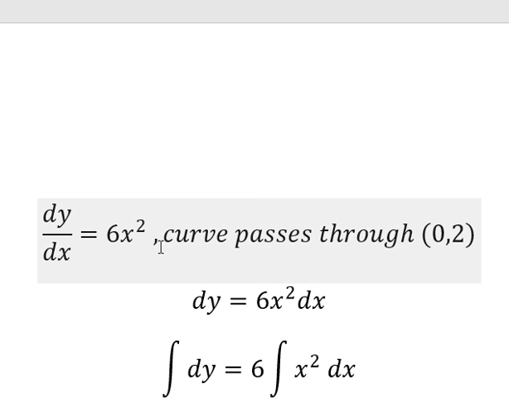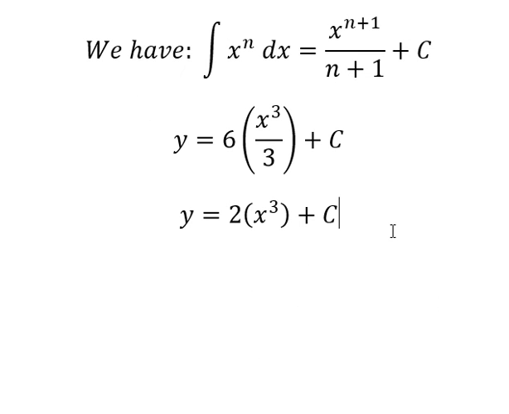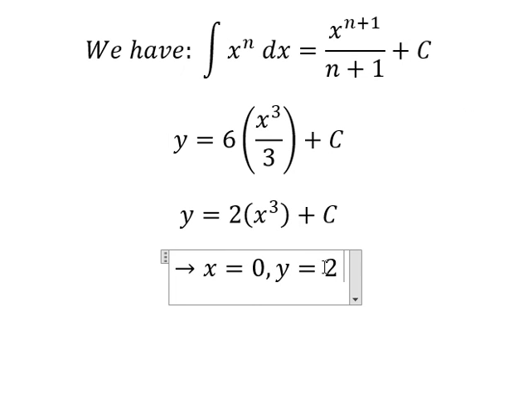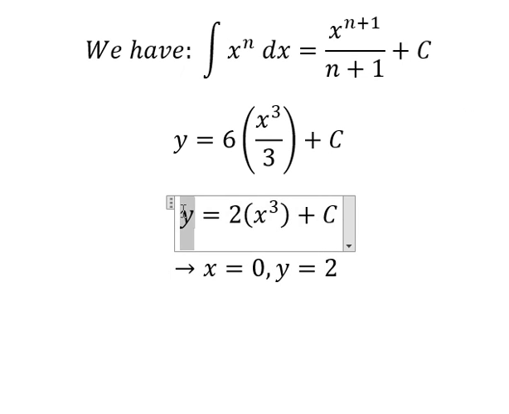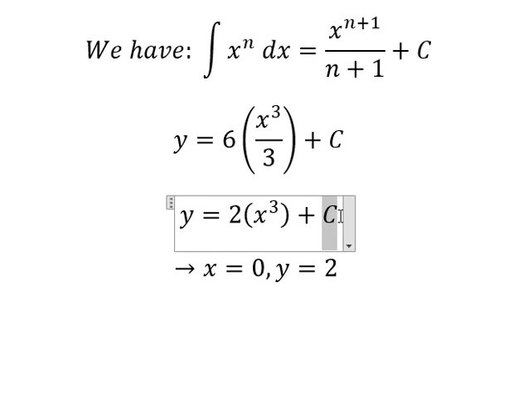And now we have the conditions. We know that this equation goes through the point (0, 2). That means s equals 0, y equals 2. So I will put number 2 go in here, number 0 go in here to find the value of c.